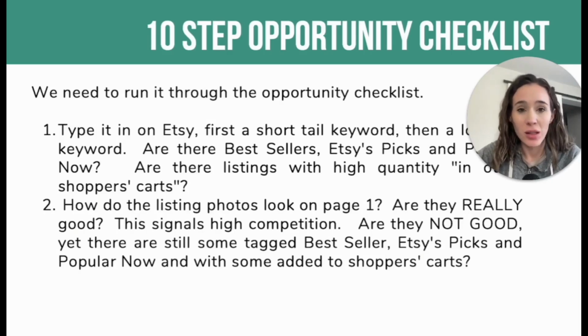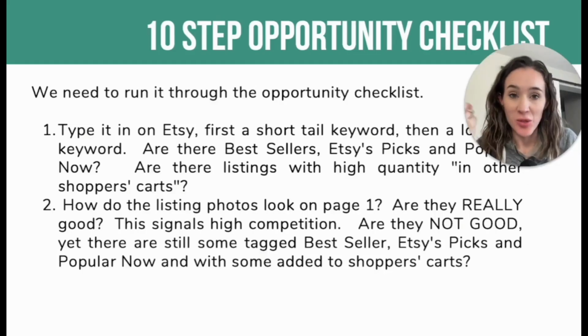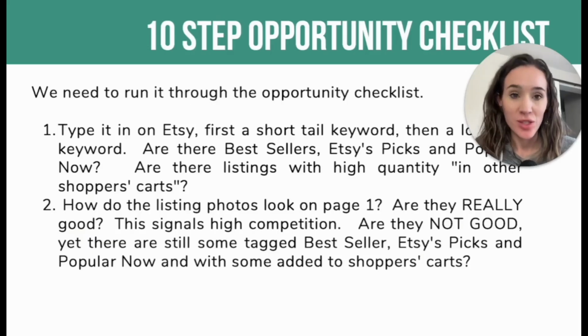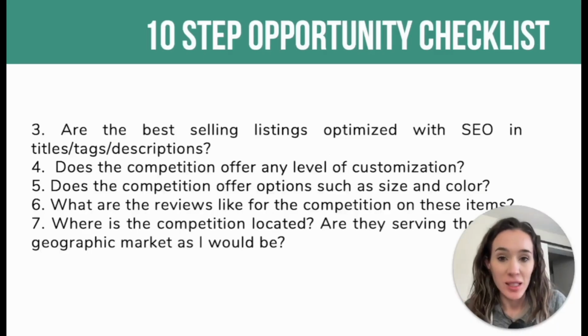When there's not a visual of what actually is working and you're just seeing tiny little thumbnails, are these listing photos not very good? And maybe if they're not very good, are you still seeing some listing photos that are not very good with tags that are bestseller, Etsy's Pick, and Popular Now, or that have items added to shoppers' carts? If you see that combination of bad listing photos and then a bestseller, Etsy's Pick, Popular Now tag, that's a huge signal that there's an opportunity here. Also, if it's a terrible listing photo and then you see some of this item added to shoppers' carts, that signals a huge opportunity.